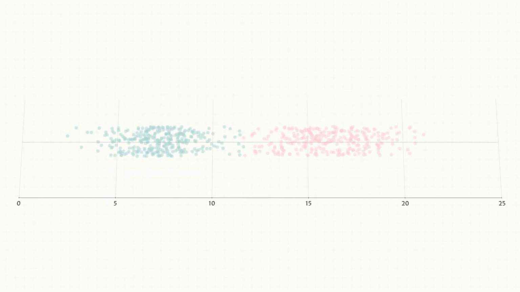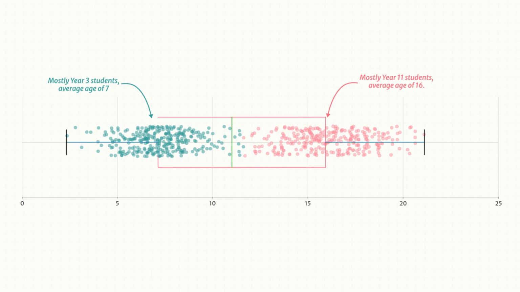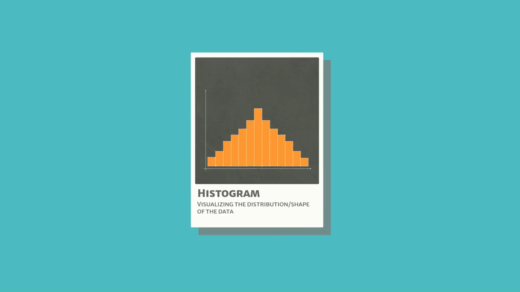Year 11 students have an average age of 16, and year 3 students have an average age of around 7. So a lot of students in this dataset are clustered around the averages for each group. When we use a box plot, it fails to compute that characteristic. The box plot also assumes that these datasets come from the same group. And this is where the histogram comes to the rescue.